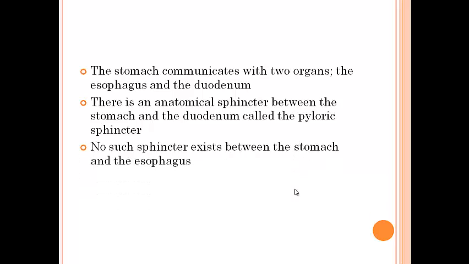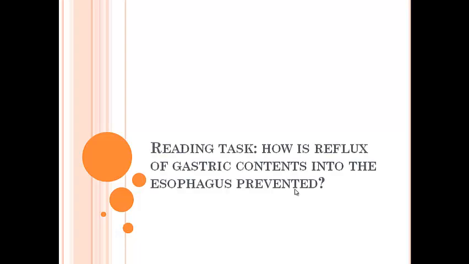However, no such sphincter exists between the stomach and the esophagus. So that means that there is no physical barrier or no muscular layer that opens and closes between the stomach and the esophagus. So, for you guys to do as homework, I want you to go find out how the reflux of gastric contents into the esophagus is prevented.